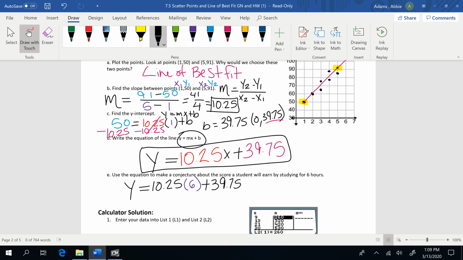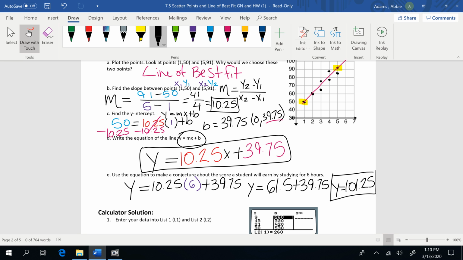And 10.25 multiplied by 6 is going to give us that y equals 61.5 plus 39.75. And when we simplify that by adding the terms, we can say that the student would approximately get a 101.25. Now, is that a realistic score? No, but going off of the data and going off the line of best fit, if it did not have a cap at 100, the student could potentially get a score of 101.25.